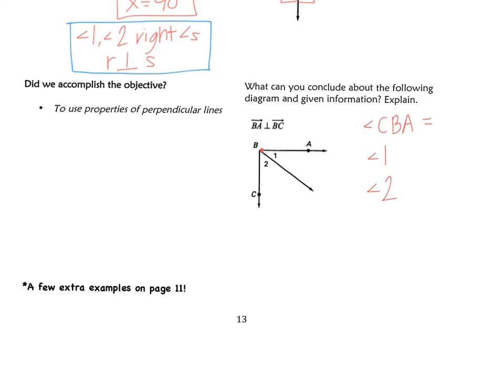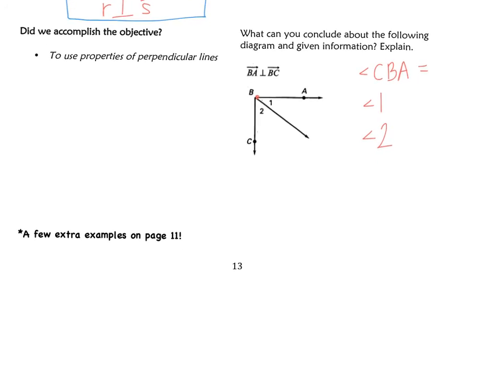Also, please go to extra examples on page 11. Please attempt them. It's just finding angle measures based off some 90 degree, 60 degree, and missing values, okay? So I will be checking this objective problem as well as the extra example on page 11. Good luck.